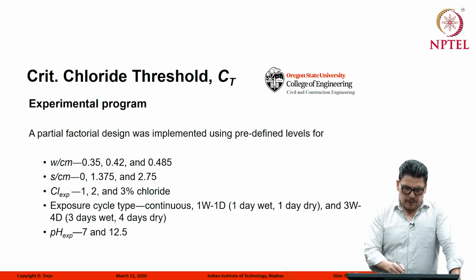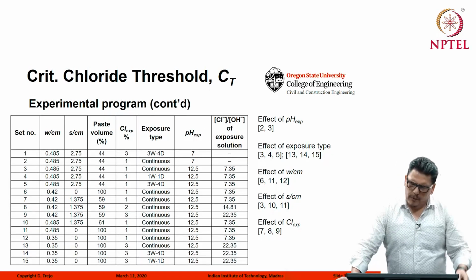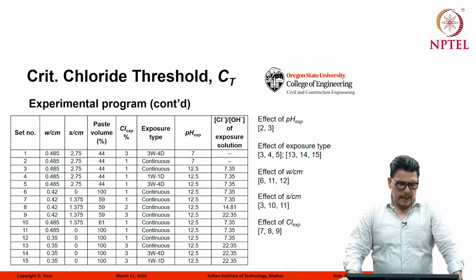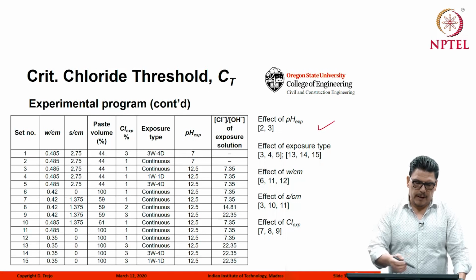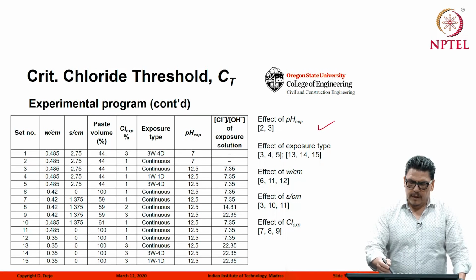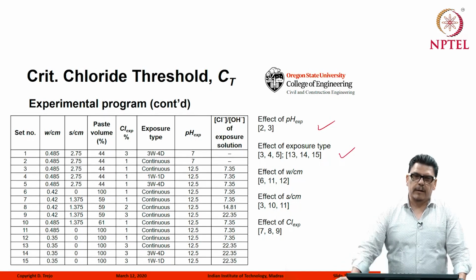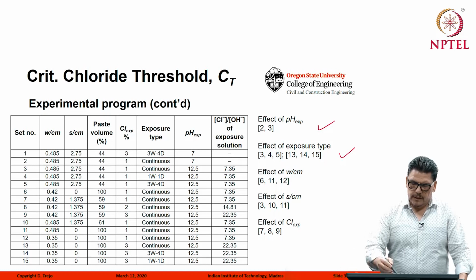Okay, here's our full experimental program, and I don't think I want to get into all of this, but all those variables were assessed. The effect of pH was done by comparing set number 2 and 3. For the effect of exposure type, we compared 3, 4, and 5, and then we separately could compare 13, 14, and 15. You can see the effect of water cement ratio. We compared specimen set number 6 with set number 11 and set number 12.